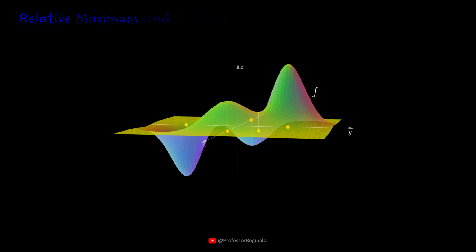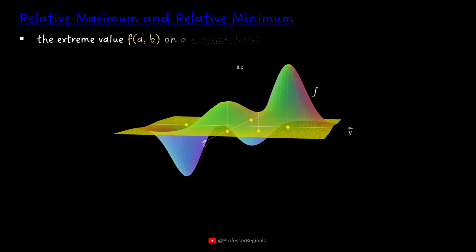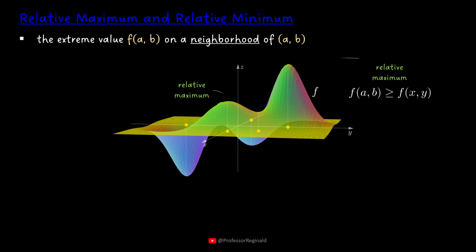Relative maximum and relative minimum. A relative extremum is the extreme value of a function on a neighborhood of a critical point. A relative maximum is the highest value of a function for all points near a critical point. Meanwhile, a relative minimum is the lowest value of a function for all points near a critical point.